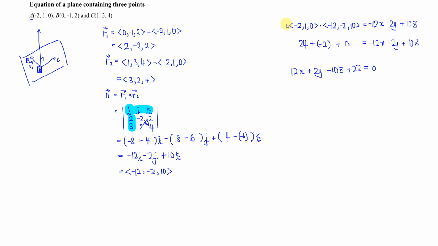As we can see, all the coefficients here are even numbers. So we divide both sides by 2. So we obtain 6x plus y minus 5z plus 11 equal to 0. Then we are done. So this is the equation of the plane that contains these 3 points.